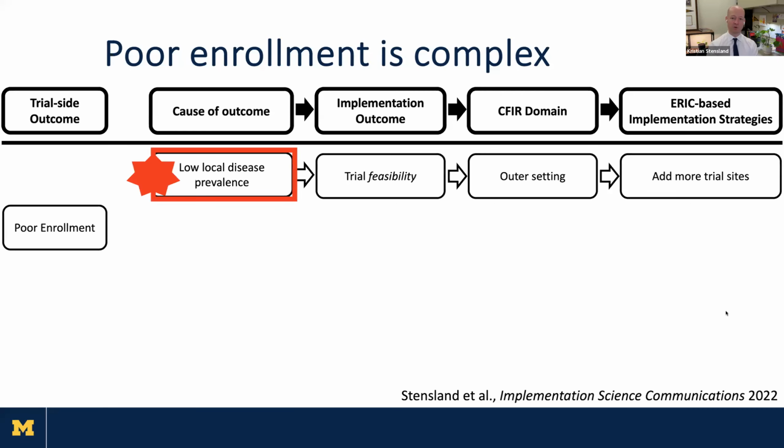And so again, as we mentioned before, this specifically lets us assess and say there's a low local disease prevalence, let's address that specifically and add more trial sites. The other advantage of taking this approach is that it leads us down this pathway of saying, okay, we want to add more trial sites. We know local disease prevalence is an issue. How do we select where we're going to place those new trial sites?